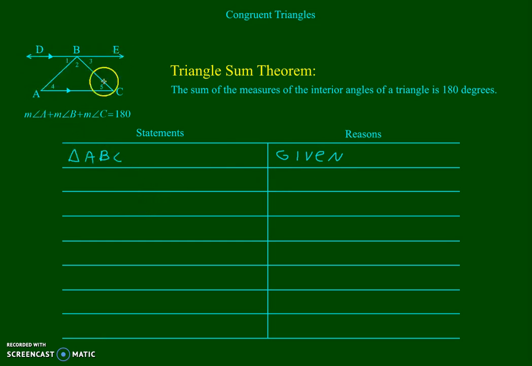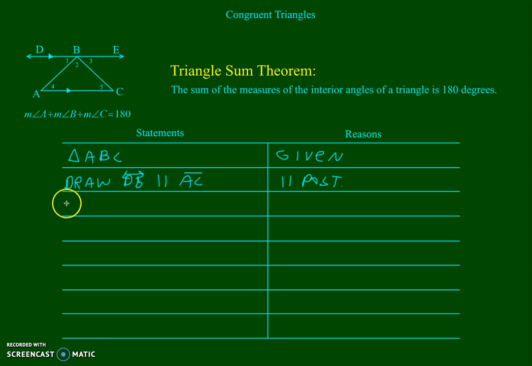And I drew in line DB parallel to segment AC. And that's going to be the parallel postulate. Parallel postulate says given a line and a point not on the line, there's exactly one line through the point parallel to the line. Now this creates a straight angle, DBE.